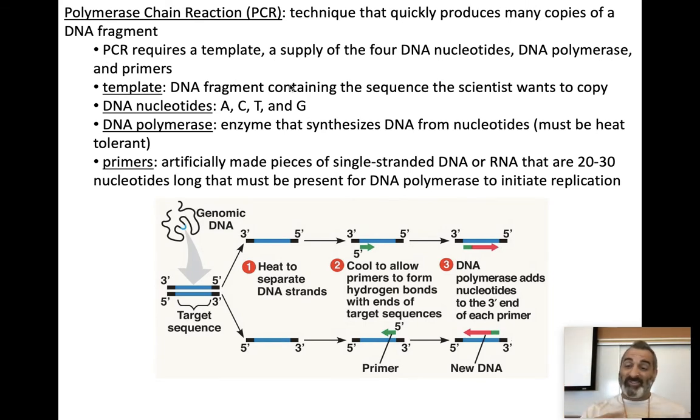So let's just say you start with 1 DNA molecule, you end with 2, then you do it again, 2 become 4, 4 become 8, 8 becomes 16, and it keeps doubling.